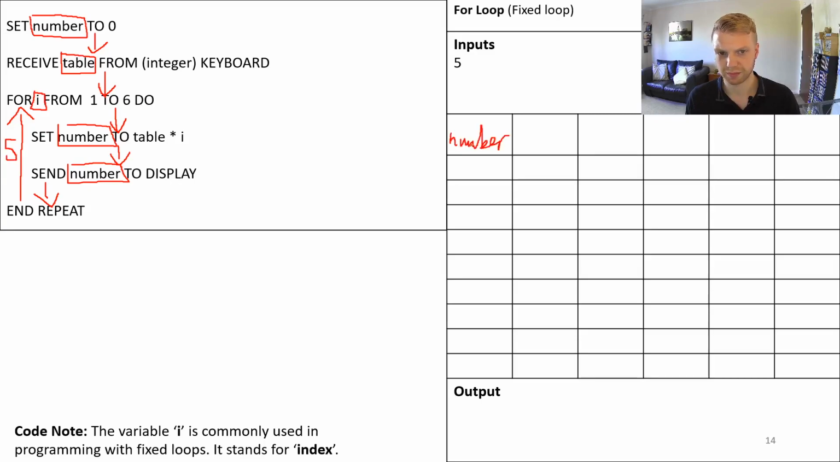Number, meant to say number. Table, meant to say table. And I. Set number to 0. Receive the table, so you're receiving a times table from the keyboard. I've said here that we're going to be typing in 5 for our example. For I from 1 to 6.